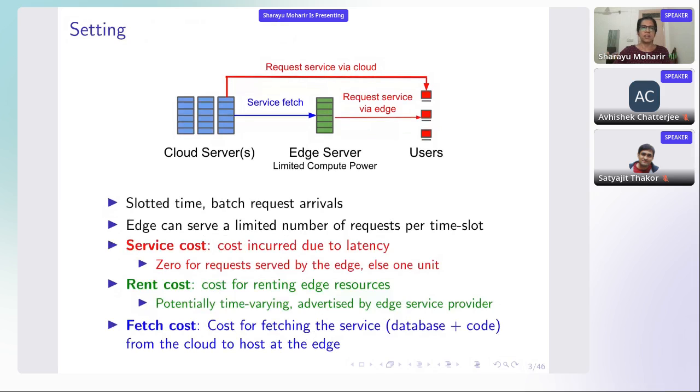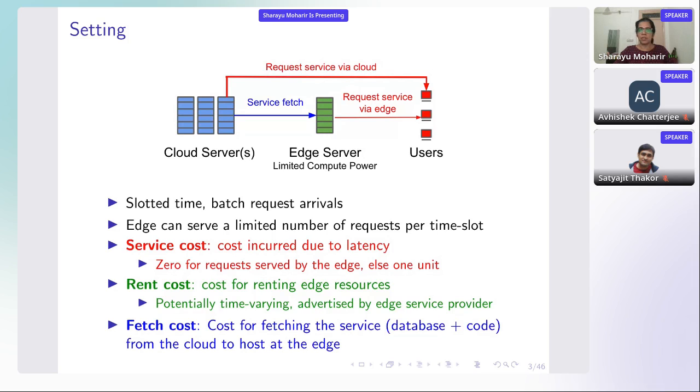So we consider a time-slotted system with a batch of requests arriving in each slot. Due to the limitations on the computing capacity at the edge, there is an upper limit on the number of requests that can be served at the edge in a slot. Further, we consider three types of costs.